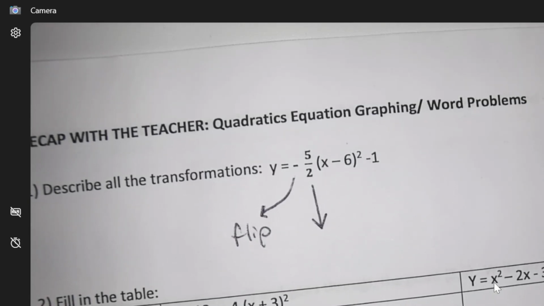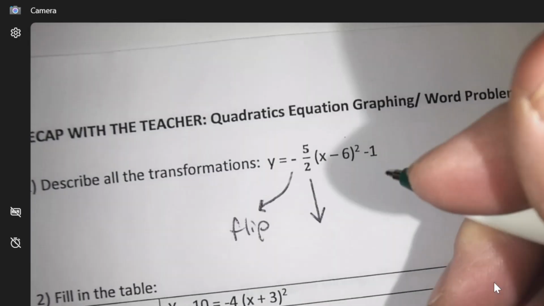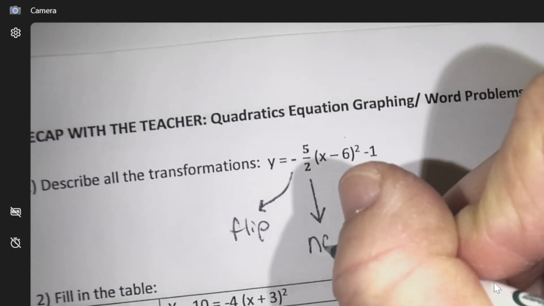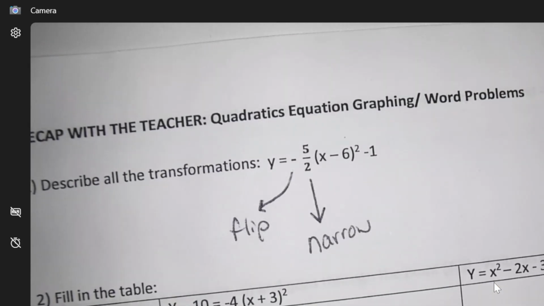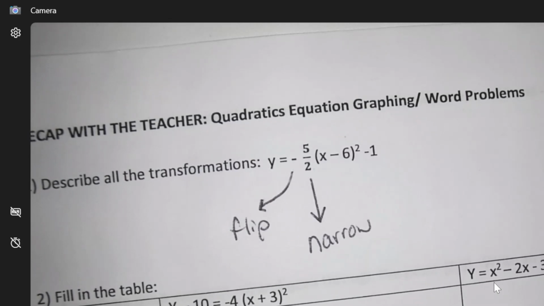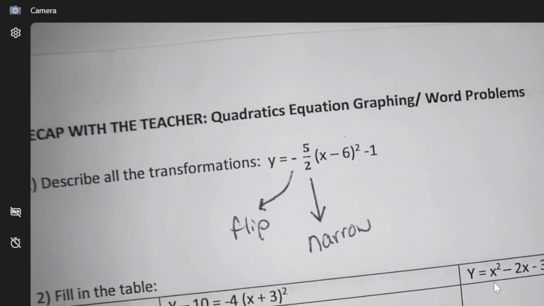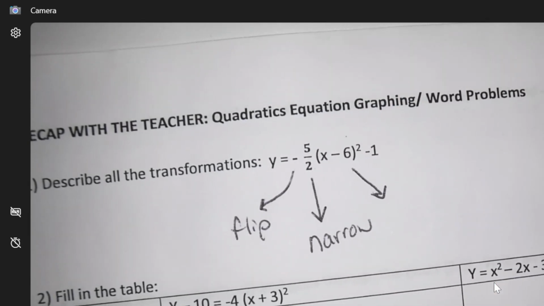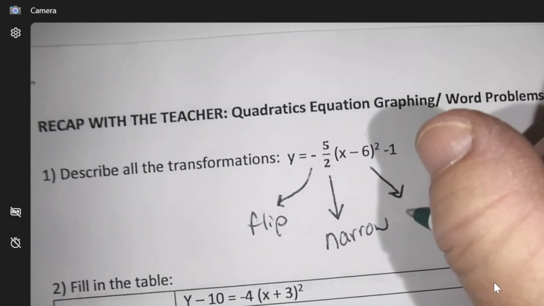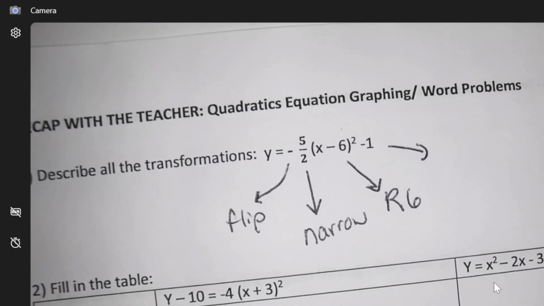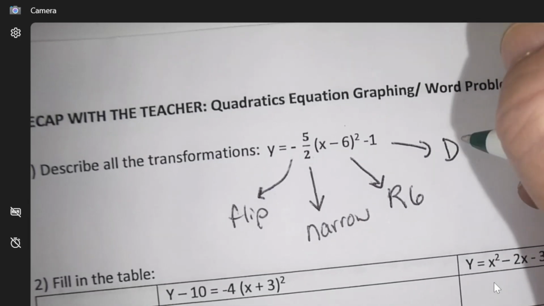So would that narrow or widen? I'm trying to be tricky. It will narrow. Why does it narrow? It's bigger than 1. Yes, it's a fraction, but that fraction is bigger than 1. So that's why I was trying to be tricky. 6 to the, which direction? Right. And 1 in the which direction? Down.